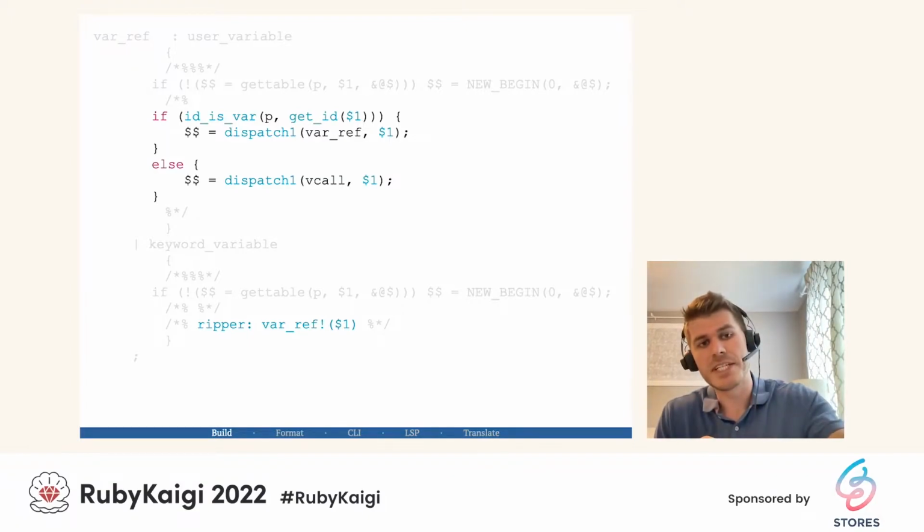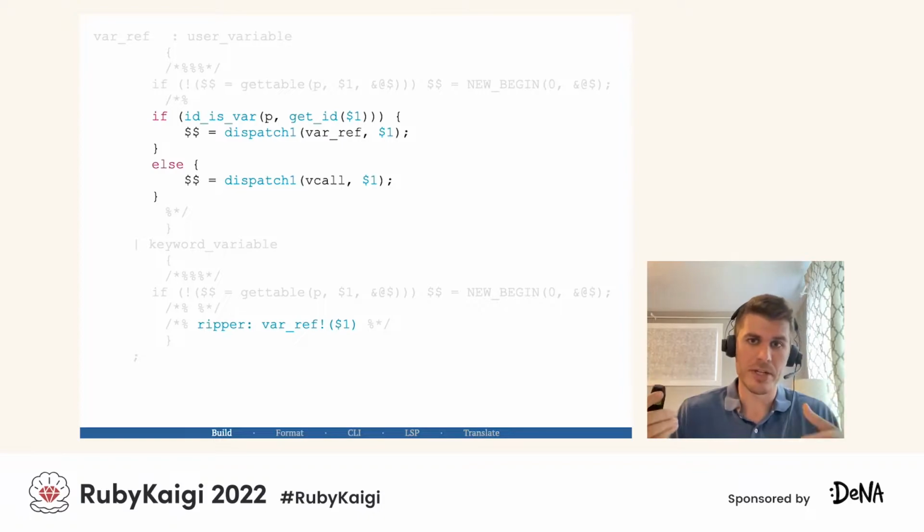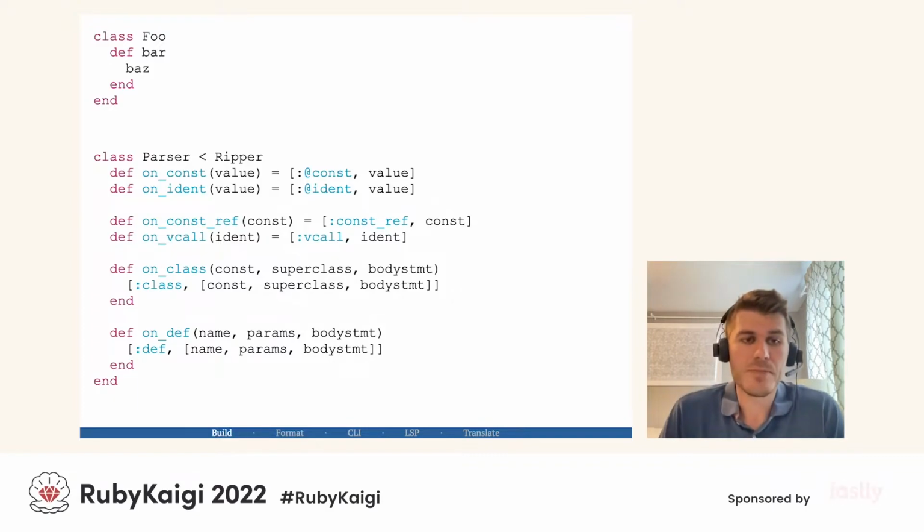You see this dispatch one. This is where the actual event gets dispatched out to the calling code, and so this is where we access this information in our parser. So, for example, if you wanted to parse the following code, this is just an example, you could build a subclass of Ripper that would handle it like this.